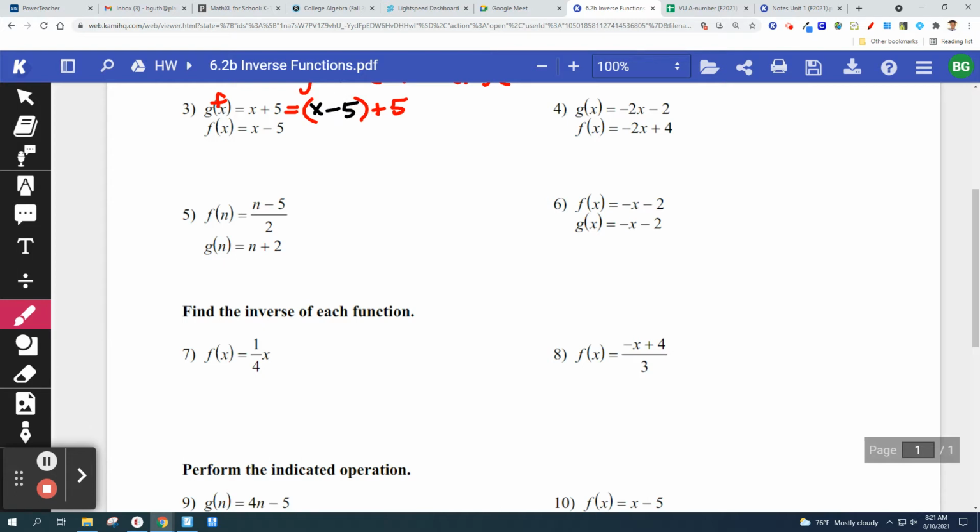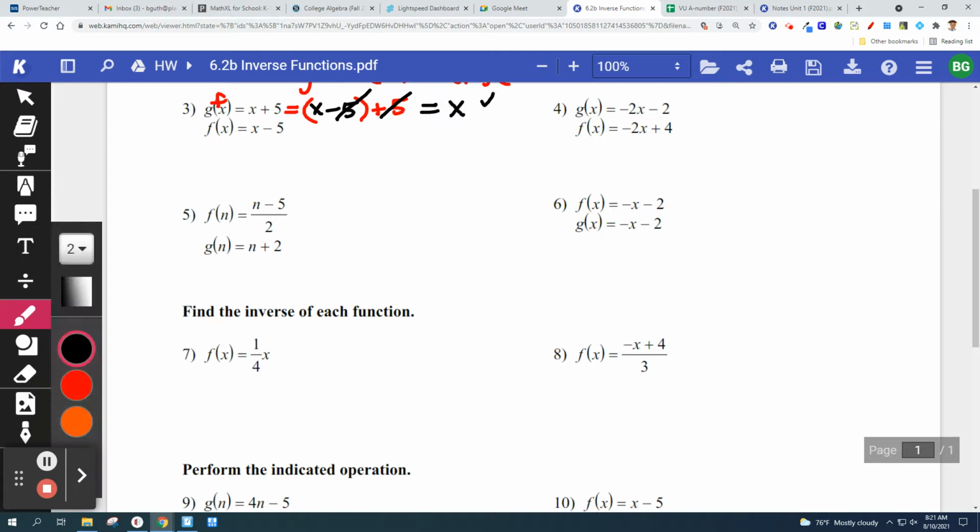See how the minus 5 and the plus 5 are going to knock each other out and leave me with just x? Those cancel, leave me with just x. That's what I wanted, okay? So that was faster than the other one, right? Because I didn't have to explain it.